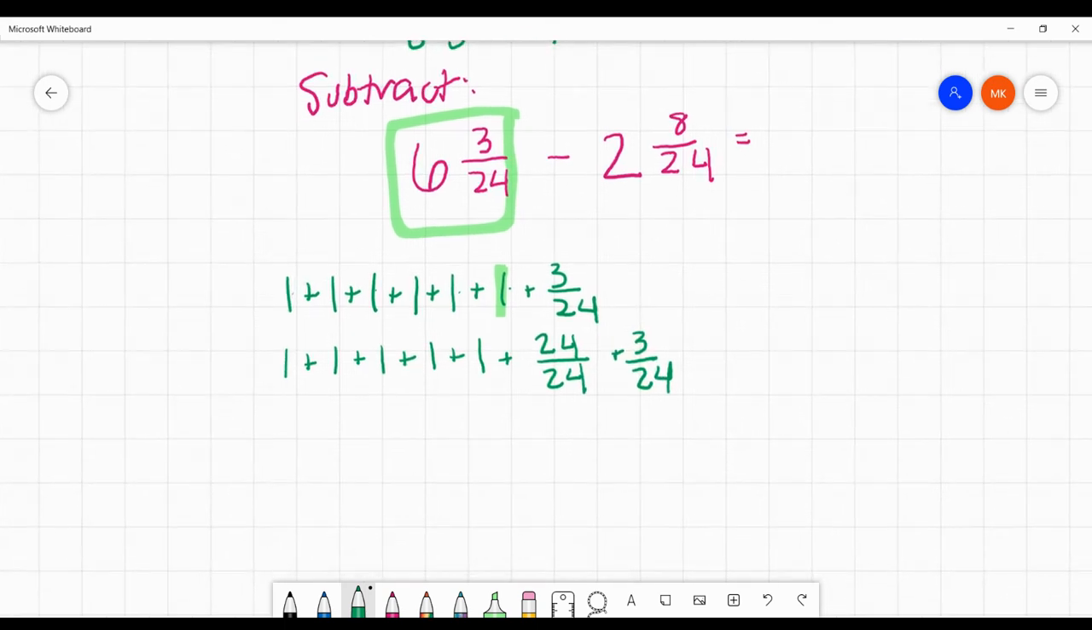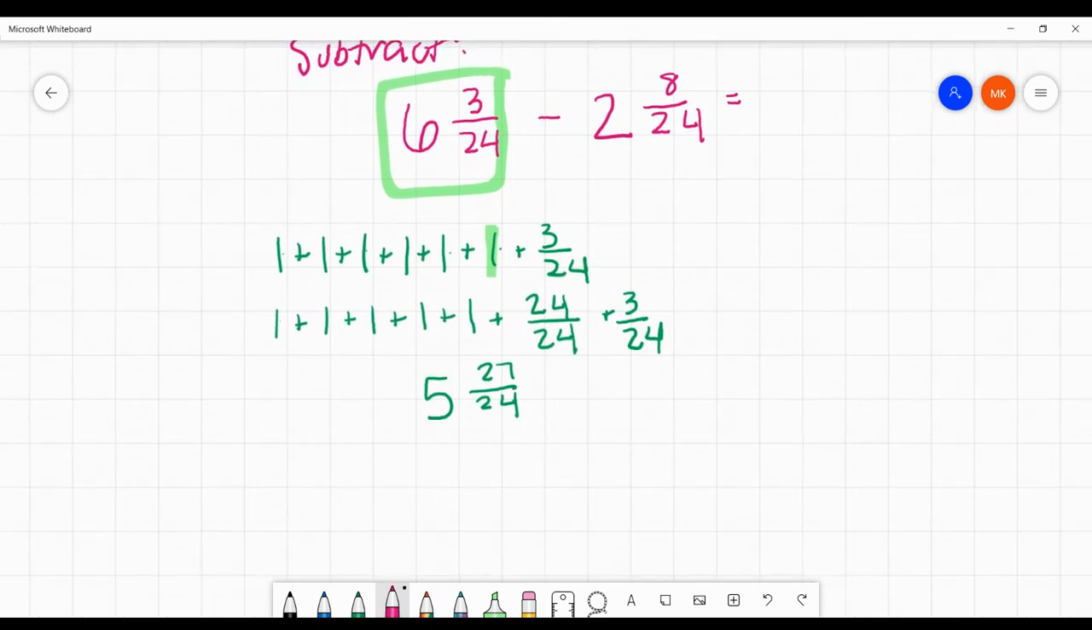Now I'll combine my wholes and my fractions. So 1, 2, 3, 4, 5. 24 over 24 plus 3 over 24. My denominator stays the same. 24 plus 3 is 27. So now I will subtract using my new numbers. 5 and 27 over 24 minus 2 and 8 over 24.